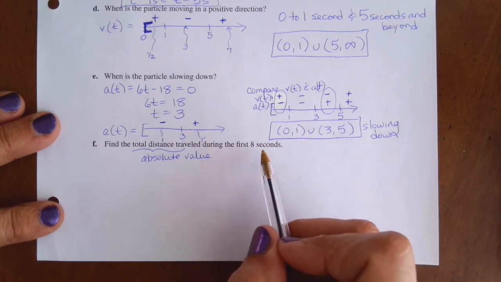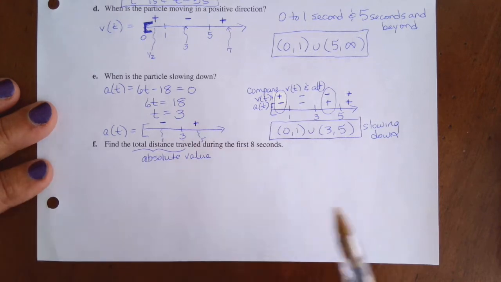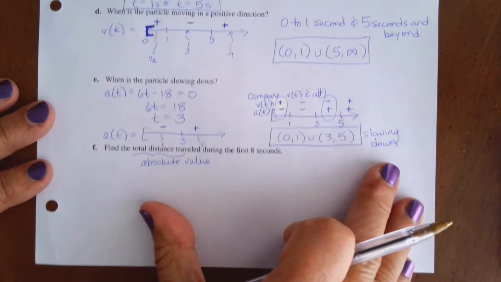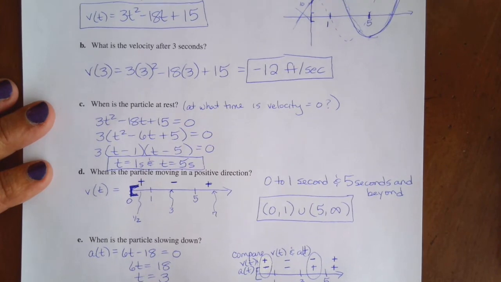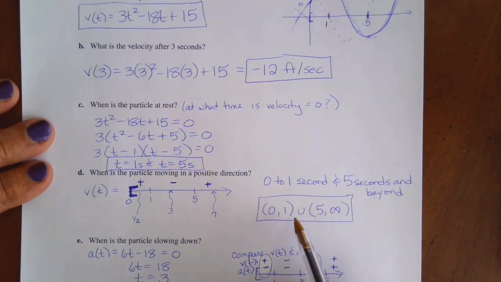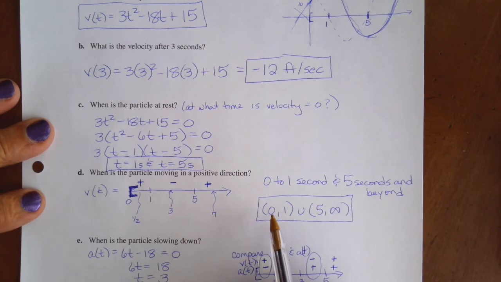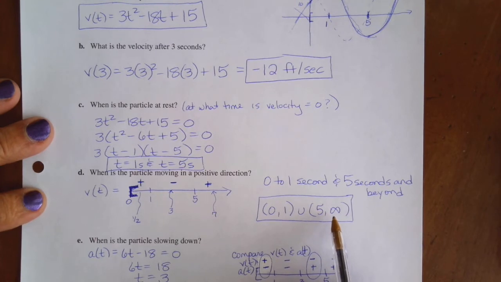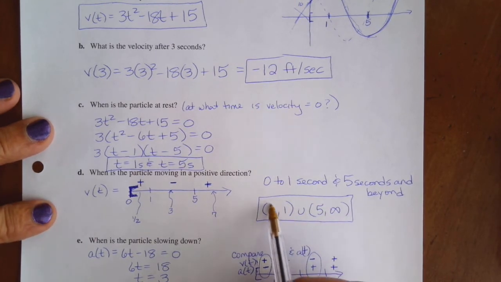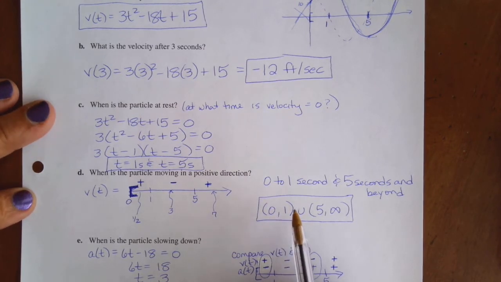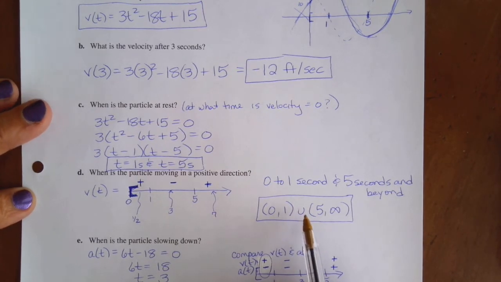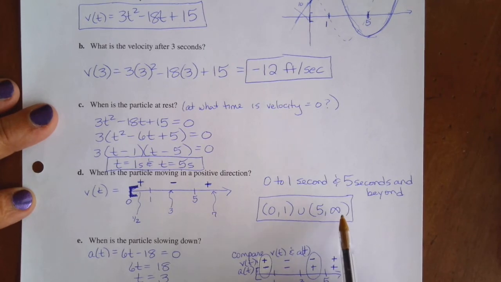So basically during the first 8 seconds, I need to figure out when I was going in what direction. So that goes back to part D. Okay? I know that I was going in a positive direction from 0 to 1 seconds and then 5 and on. And we're going to go to 8 seconds. So I have to figure out the distance I traveled between 0 and 1 because that was moving in a positive direction. I also need to figure out how far I went between 1 and 5 seconds. That was a negative direction, but I was still moving. And then 5 to 8 seconds because this problem tells me to stop after 8 seconds.